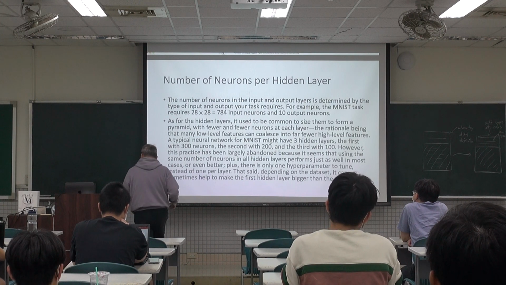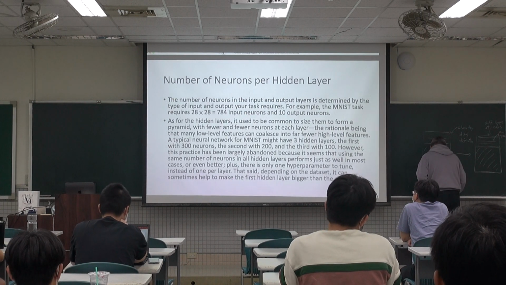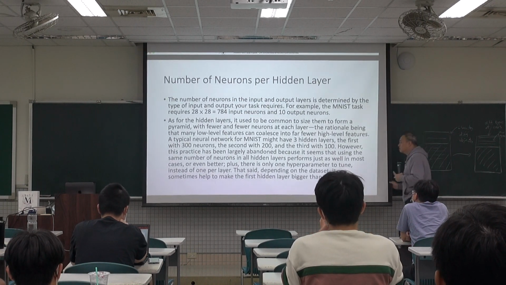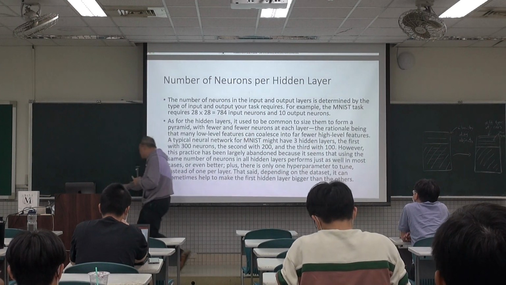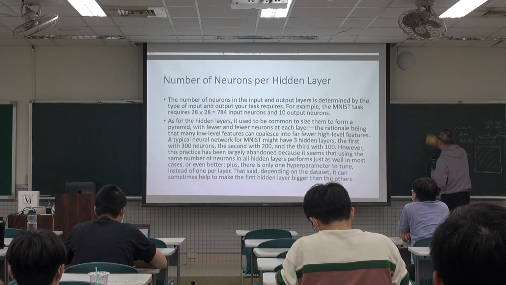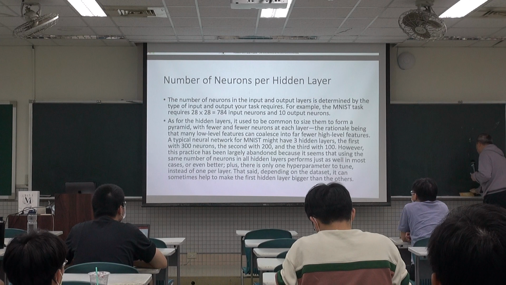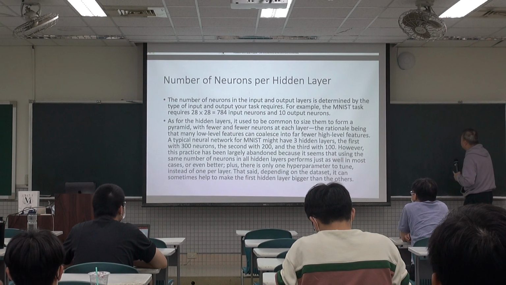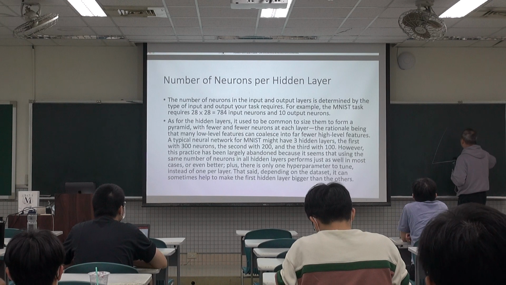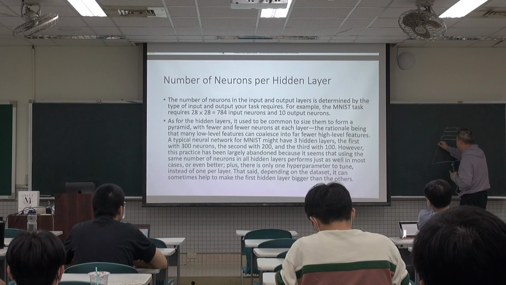So it's actually going to be something like this. The higher layers have fewer neurons. The lower layers have more neurons.